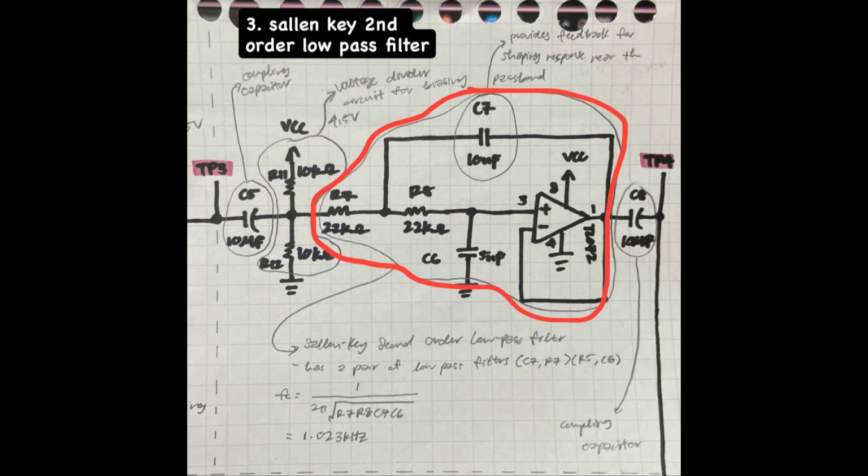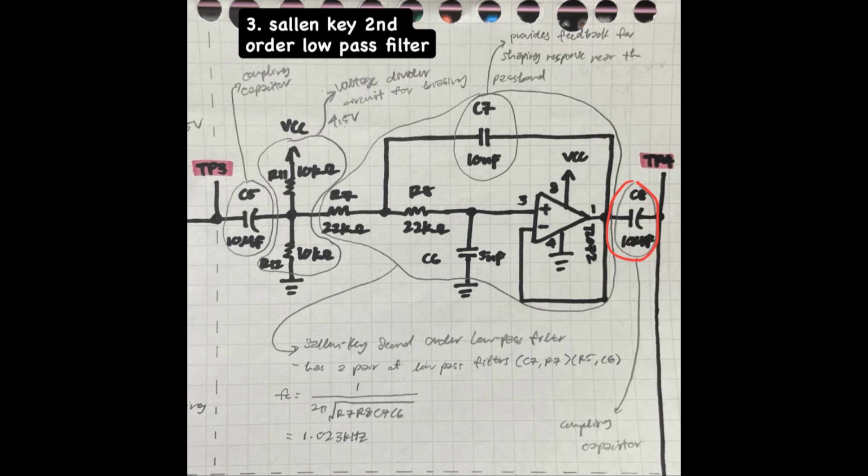These low-pass filters control the cutoff frequency, which can be calculated by this formula: 1 over 2 pi times the square root of R7 times R5 times C7 times C6, which is 1.023 kHz. Finally, the coupling capacitor C8 filters the signal, blocking off any DC signal while only allowing AC signal to pass through.